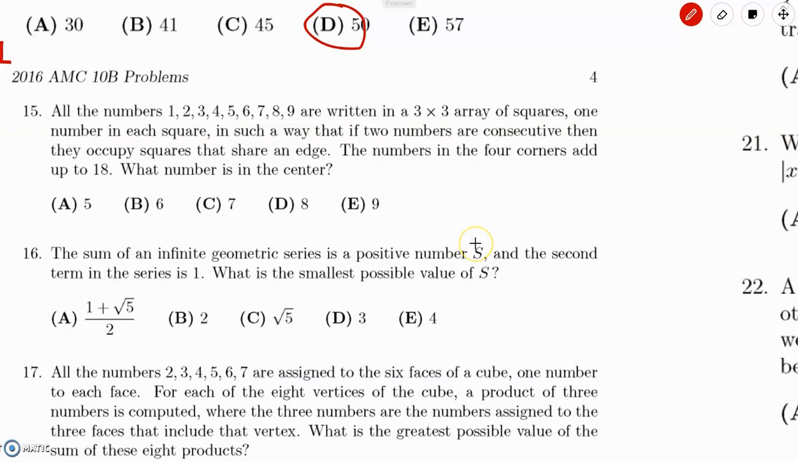Number 15. All the numbers 1, 2, 3, 4, 5, 6, 7, 8, 9 are written in a 3 by 3 array of squares, one number in each square, in such a way that if two numbers are consecutive, then they occupy squares that share an edge. The numbers in the 4 corners add up to 18. What number is in the center?